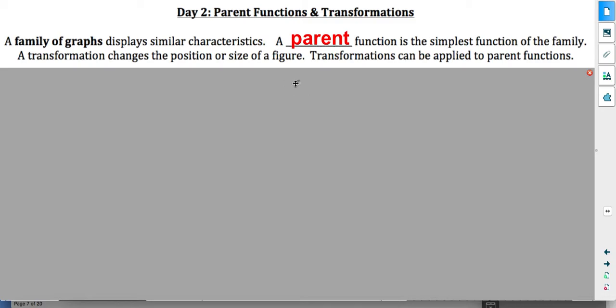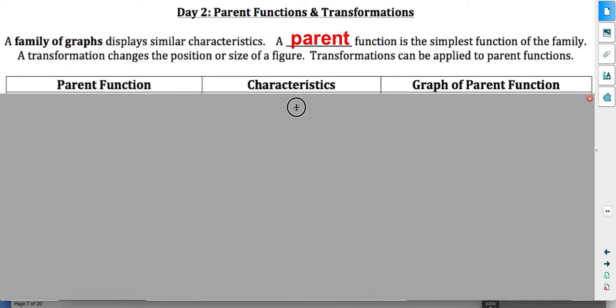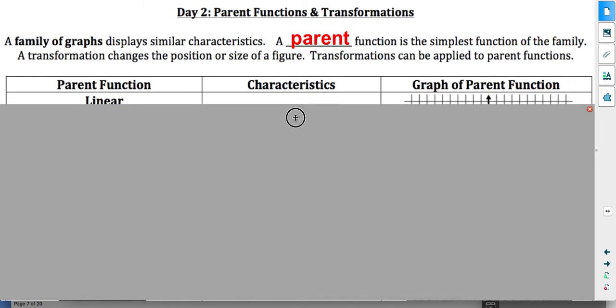first one. So a family of graphs displays similar characteristics. A parent function is the simplest function of the family. A transformation changes the position or size of the figure. Transformations can be applied to parent functions. So again, it's more of an investigation today, and then we'll talk a little bit more about how we can apply it. But that's what our goal is for today, is to understand the different functions.